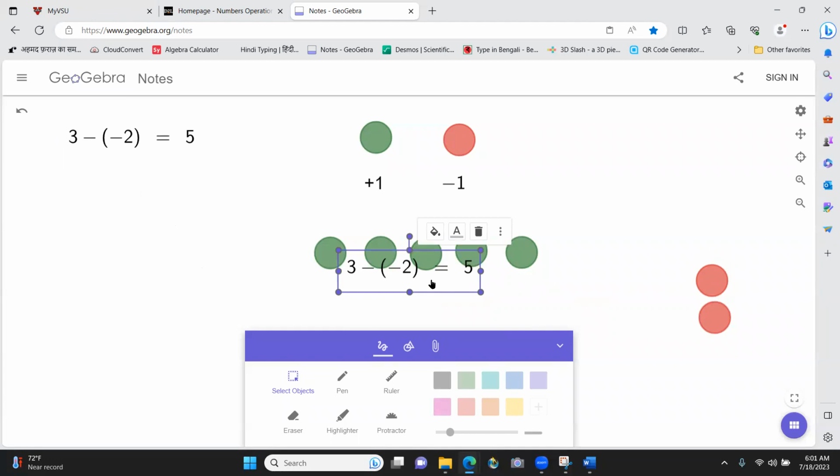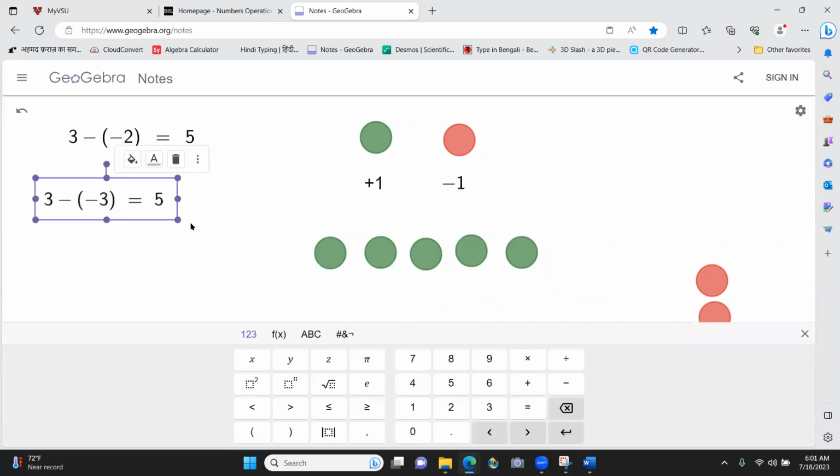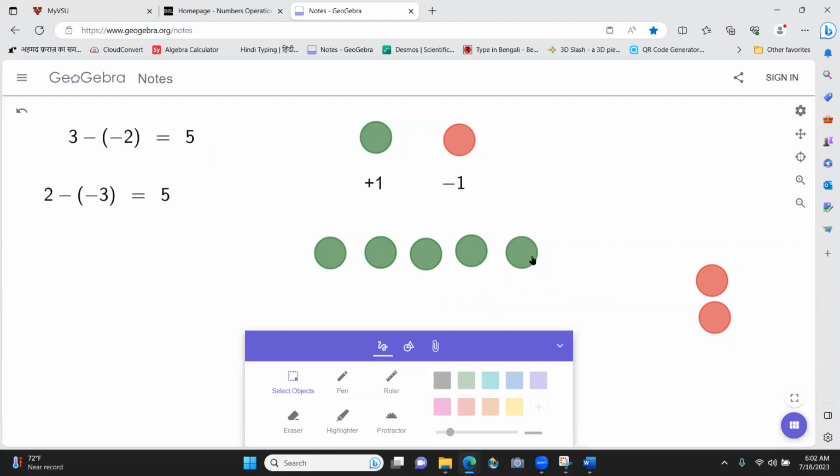Let's try one more. So let's see. I'm going to take away -3 from 2. This negative sign is going to be plus. The answer should be +5. How so? So let me say I have +2. I have 2 green circles. I'm supposed to remove or take away -3. That means I'm supposed to remove 3 of the red circles. That's not easy to do. I don't have any red circles, right?